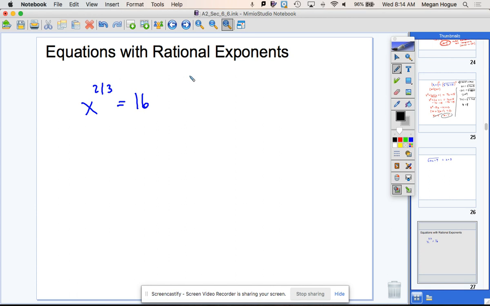Equations with rational exponents. So I've got x to the 2/3 equals 16. So I got to figure out how to get rid of that 2/3. So I'm going to leave it up to you to throw out some ideas. Couldn't you change it, like how we would do the parentheses with the 2 as an index? So this is an idea. We could change the form.